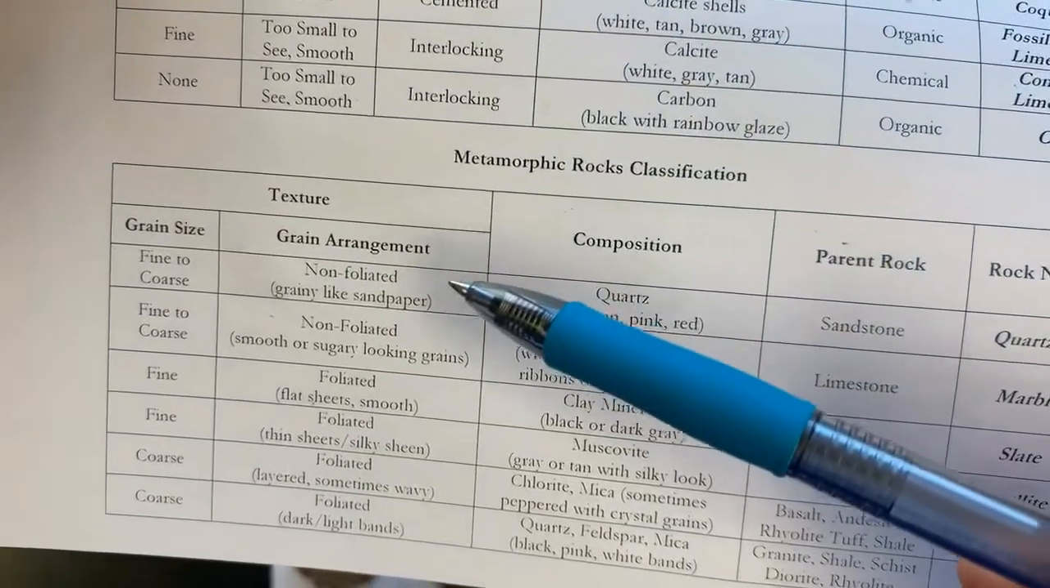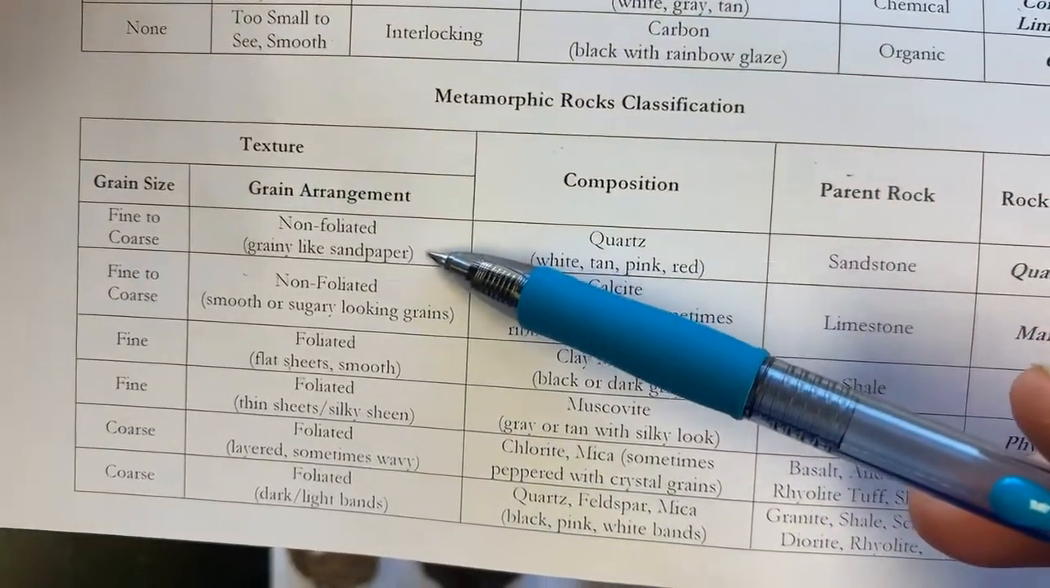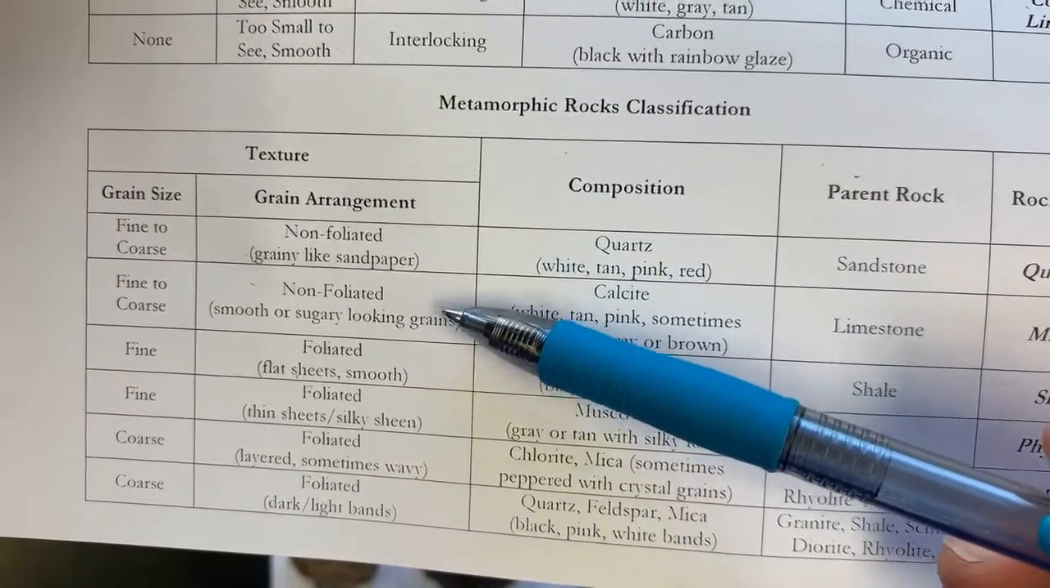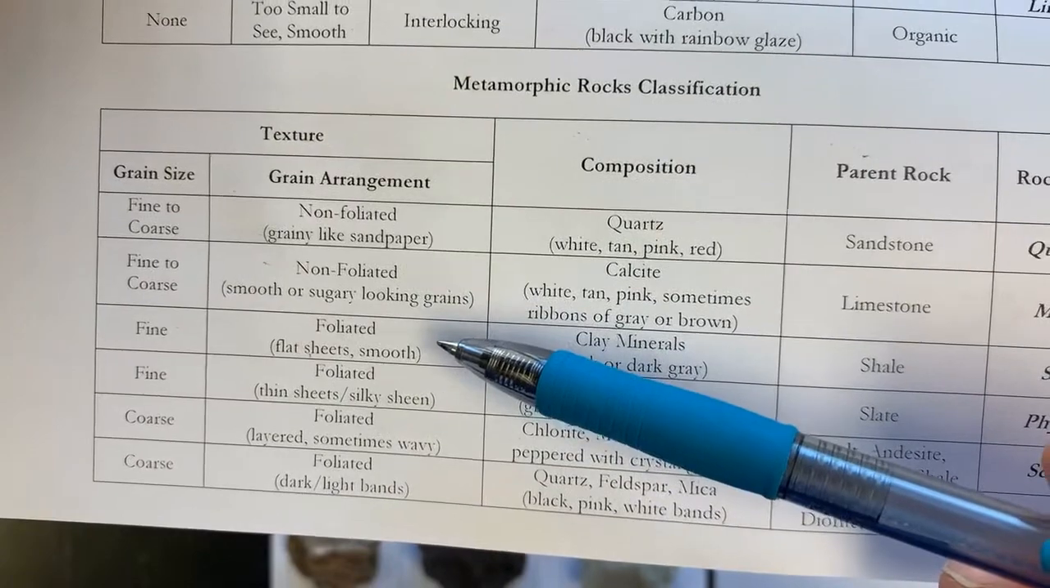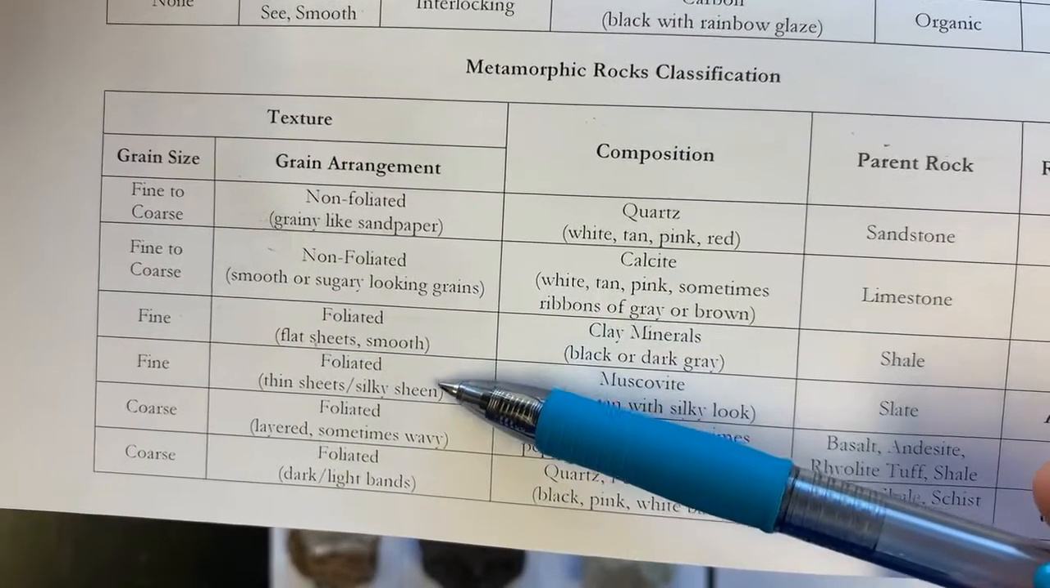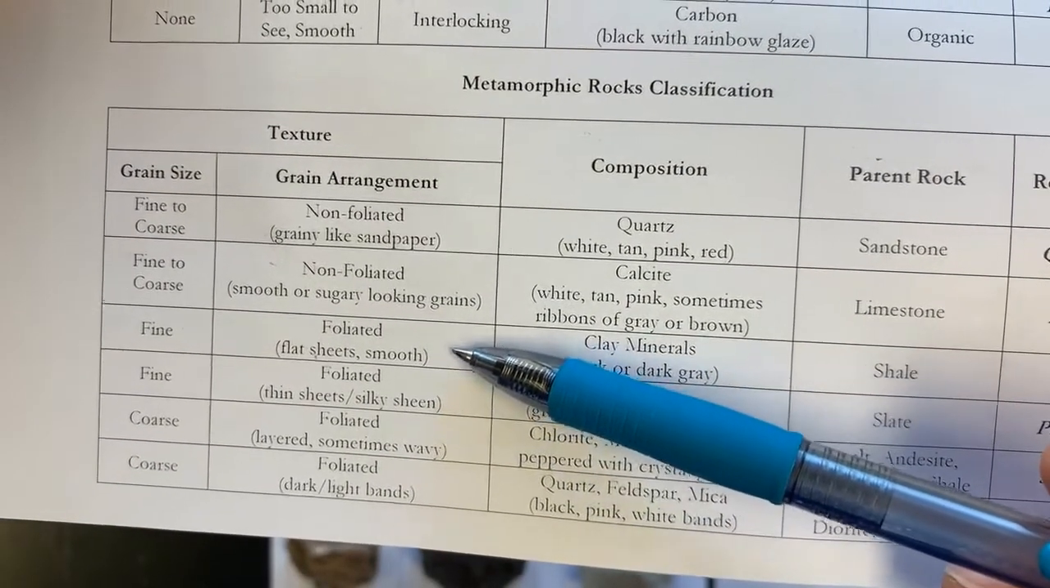Non-foliated, grainy like sandpaper? No. Non-foliated, smooth or sugary? No. Foliated, flat sheets, smooth? Yes. Thin sheets? Yes, but silky sheen? No. So I'm going to follow this path.